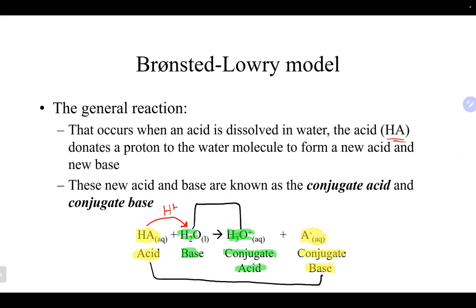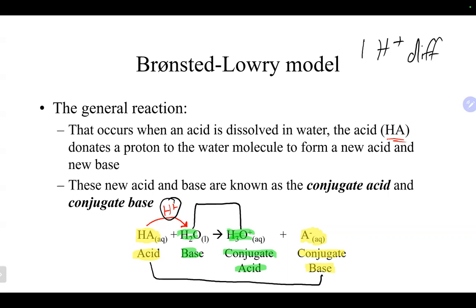The absolute only difference between the acid and its conjugate base, or the base and its conjugate acid, is this guy right here. It is just one H plus difference. So in order for something to be pairs, the absolute only difference that there can be is just that one H plus. And it cannot be more than one H plus. It has to be just one H plus for them to be related to each other.